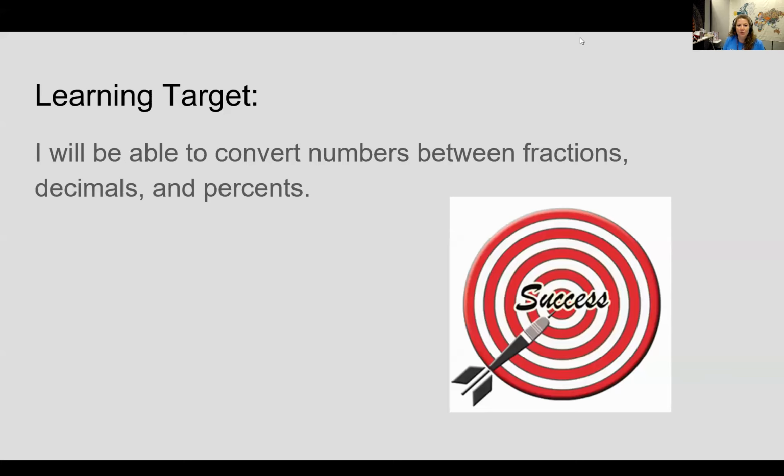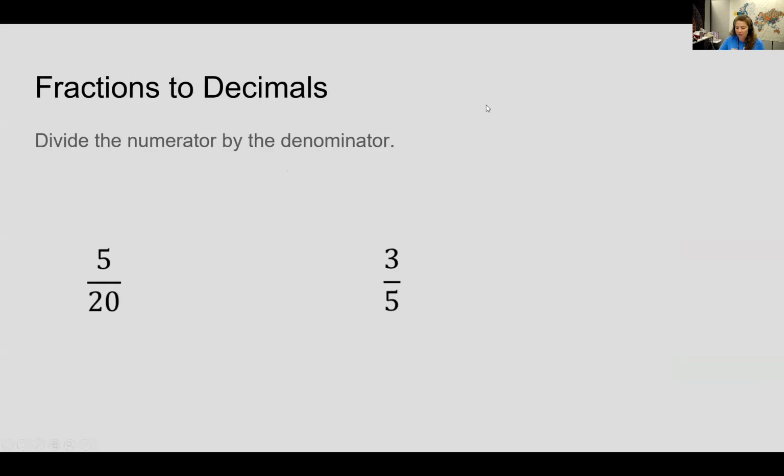Hey guys, our learning target for this video is to be able to convert numbers between fractions, decimals, and percent. So that's what I'm going to show you today. So we're going to start with turning fractions into decimals. Every time you have a fraction, you need to turn it into a decimal. All you're going to do is divide the numerator by the denominator.